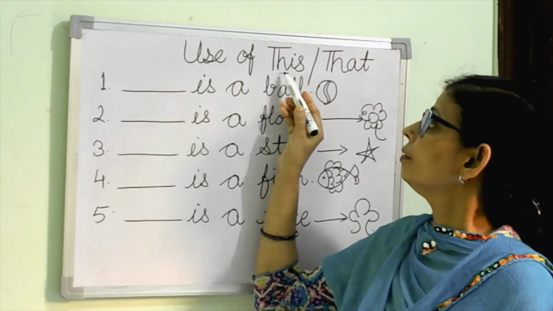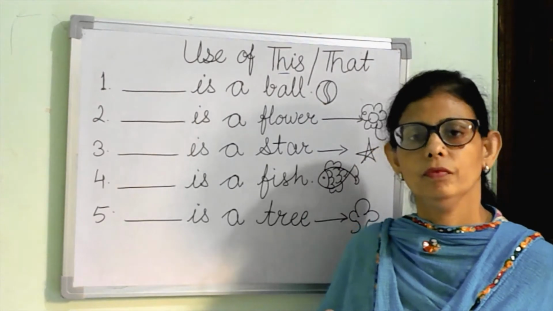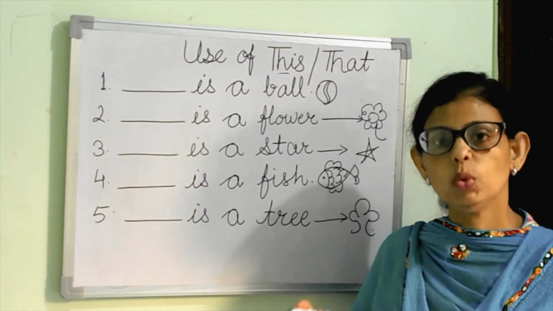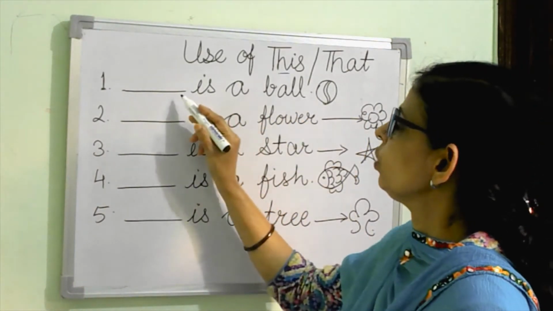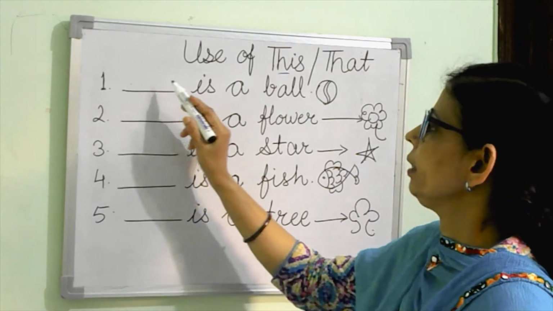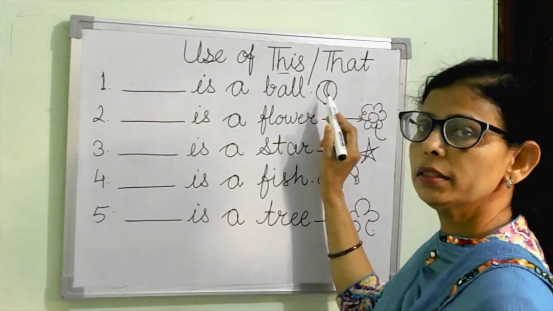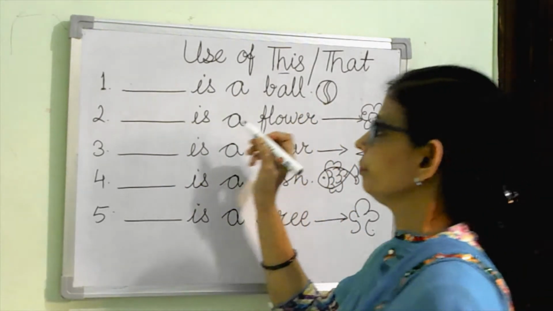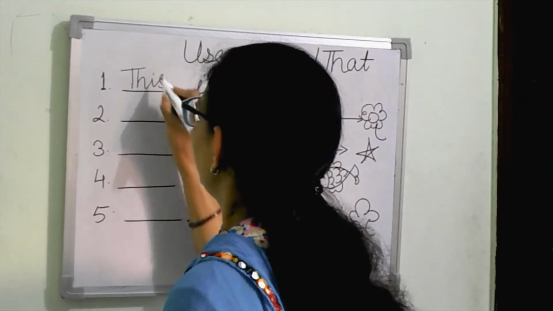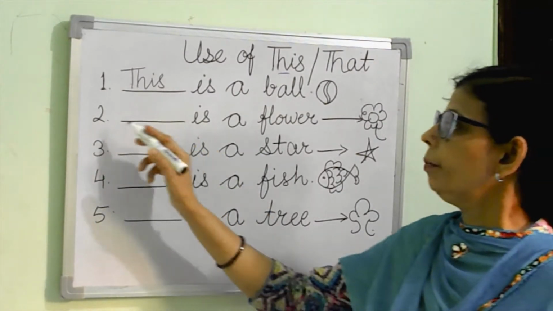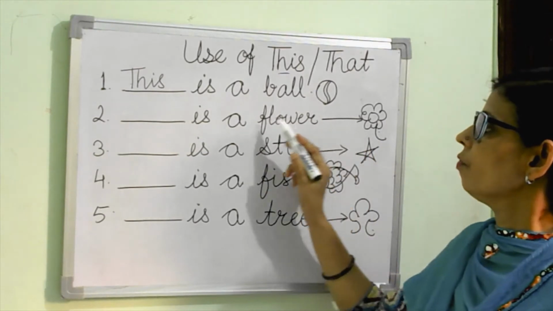This. First we will see this. This is used for things that are near to us. Here you can see the ball is near to us, so we will use this for the ball. This is a ball. It means the ball is near to us. So right here, this. The spelling of this is T-H-I-S.